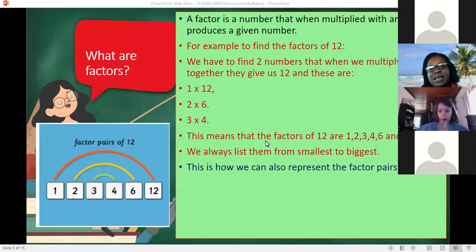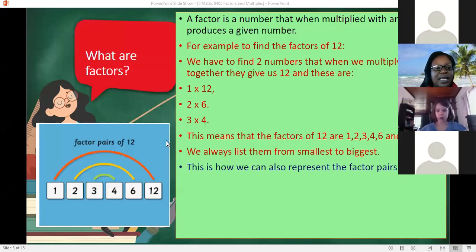This means that when we list the factors of 12, please do not list them in a jumbled up order. We list them from smallest to biggest. The first one is 1, and the last one you can write is 12 in your book. Remember, your book has lines, so you can write 1, 12, and then you find the ones that are in the middle. So then it's 1, 2, 3, 4, 6, and 12. These are factors of 12.